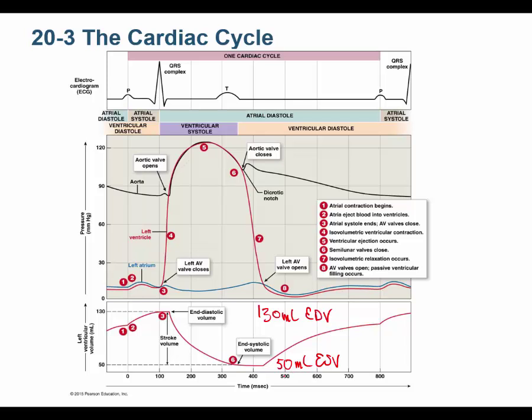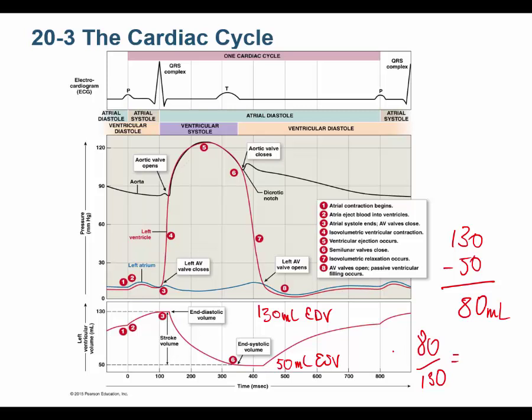Well, what's my ejection fraction? Well, my ejection fraction is how much blood I pumped over how much blood total. Well, I didn't pump 130. I pumped whatever 130 minus 50 is. I pumped 80 milliliters. So what's my ejection fraction? 80 over 130. What is that? I don't know. 60% maybe? Something like that. 0.6, I mean. So you do the math.